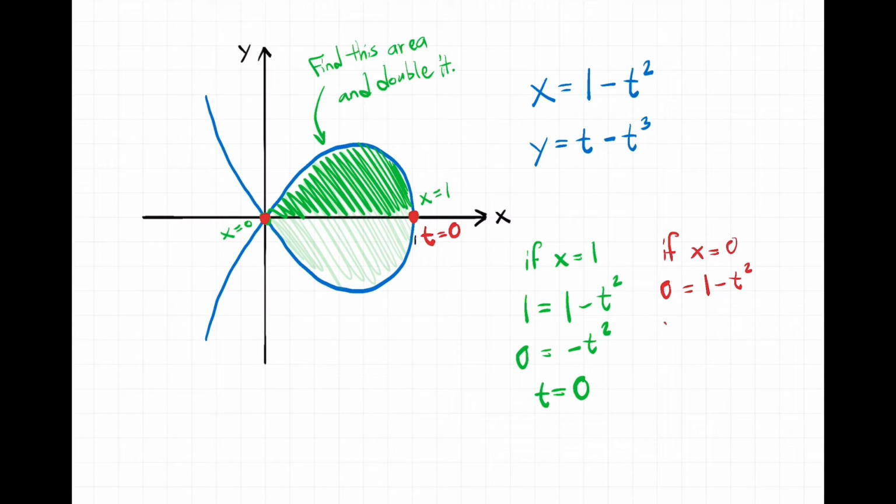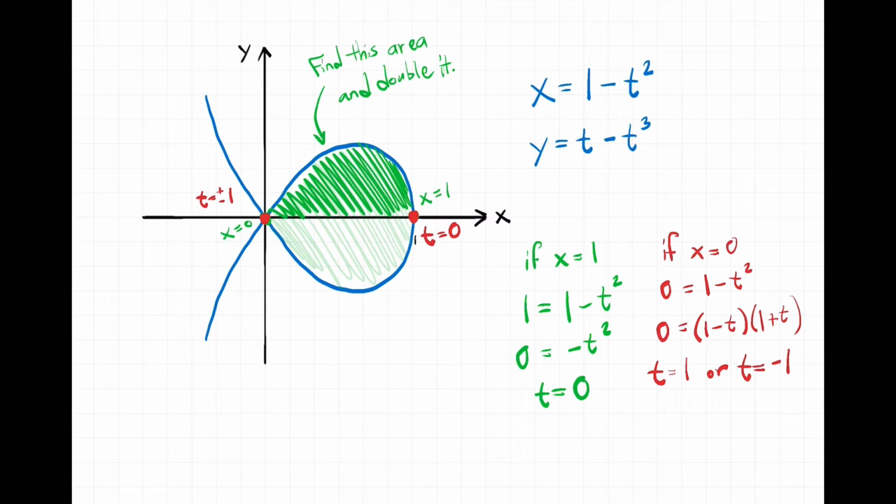Let's factor this. 0 therefore equals 1 minus t times 1 plus t. And that means that 1 minus t equals 0, which means t equals 1, or that 1 plus t equals 0, which means that t equals negative 1. So over at this point here, the point at the origin, t can equal plus or minus 1.